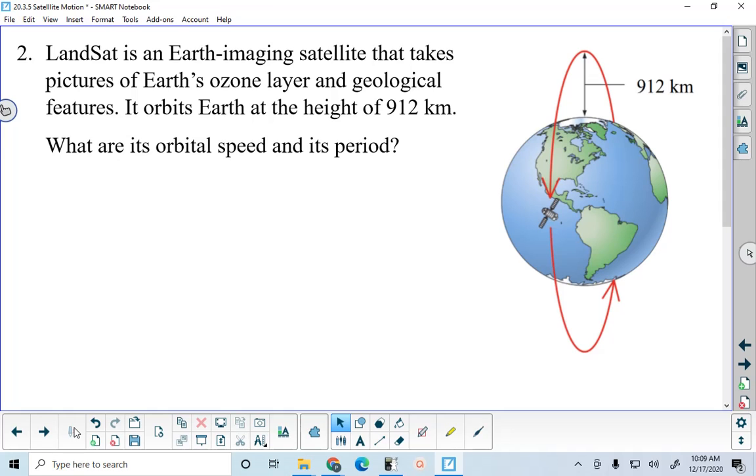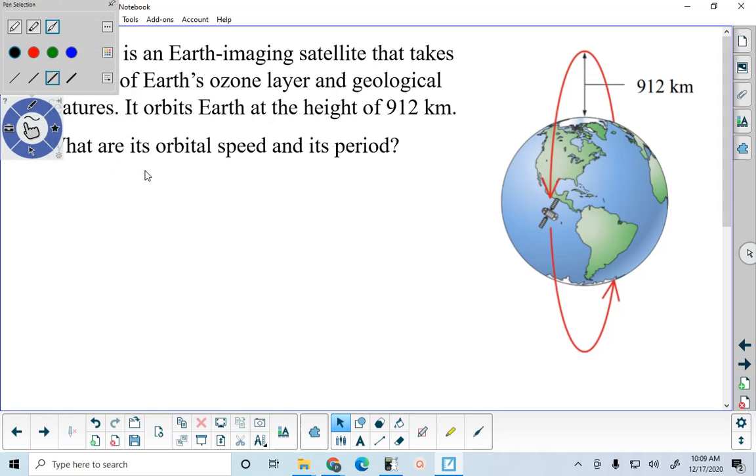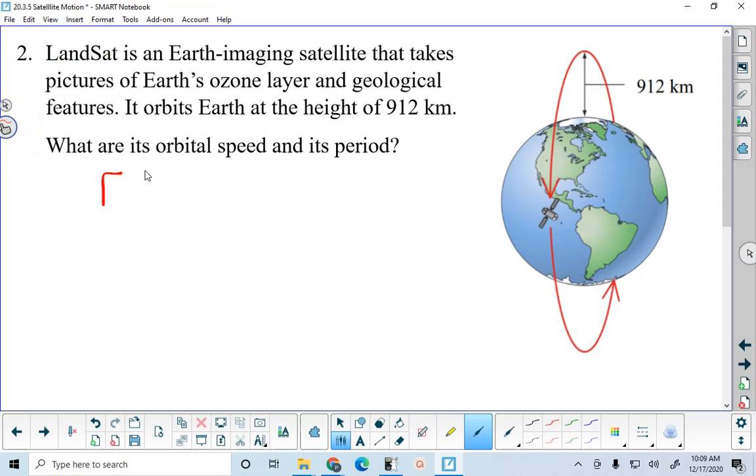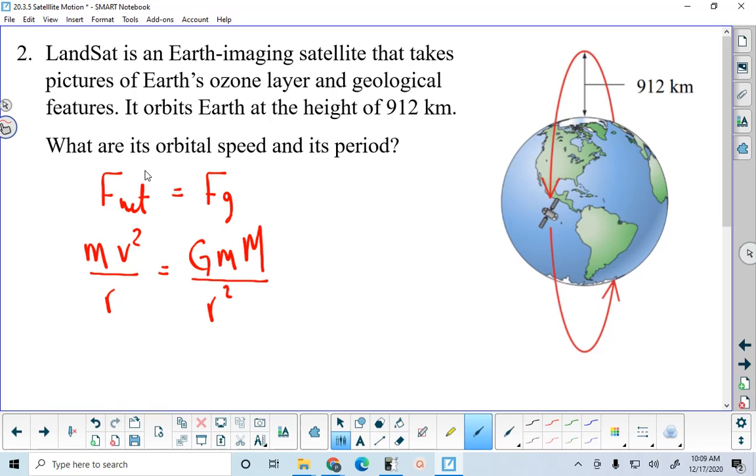For a satellite in orbit, the magnitude of the centripetal force, which is the net force, equals the force of gravity. This is mv squared over r. This is g m over r squared. I want to pause there. Little m in my formulas is the orbital object, and big M is the Earth. Does anybody have any questions on how you would get to that statement?